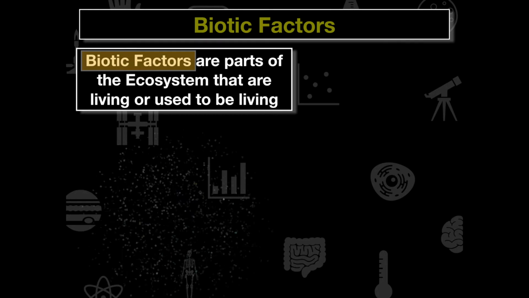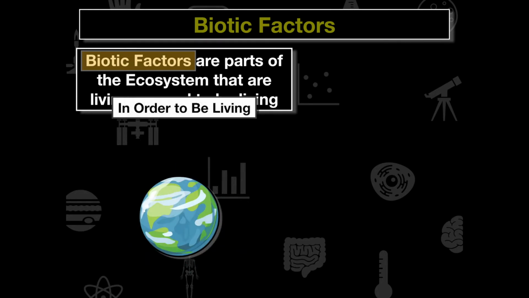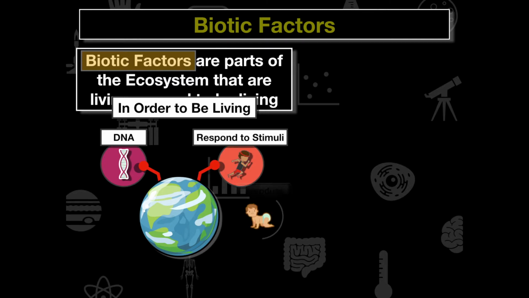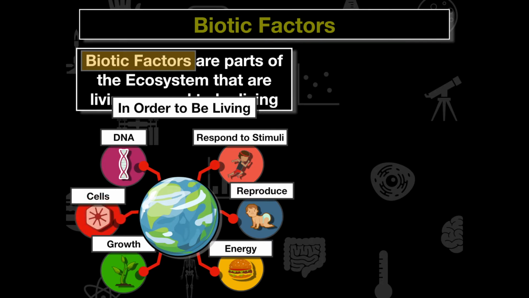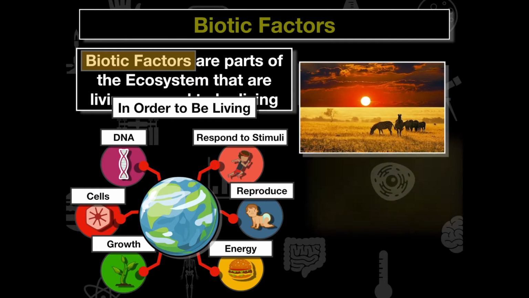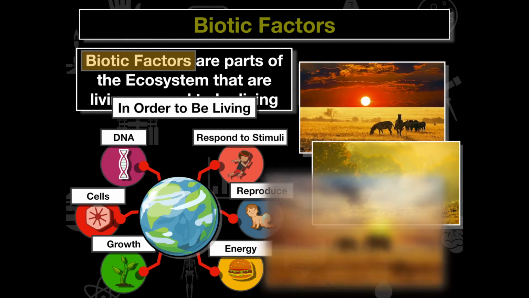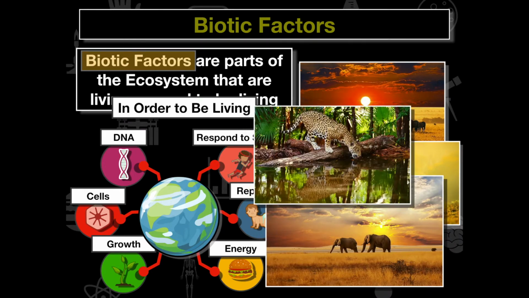Now, biotic factors are parts of the ecosystem that are living or used to be living. We have to remember the categories we use to classify organisms as living. Remember, all things that are living have DNA, they respond to stimuli, they reproduce, they consume things to use energy, they grow, and they're all made out of cells. So the organisms in the environments and ecosystems that we look at all have these 6 characteristics in order to be living, and those are the things that we classify as biotic factors.